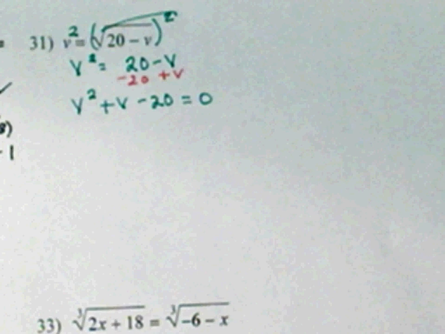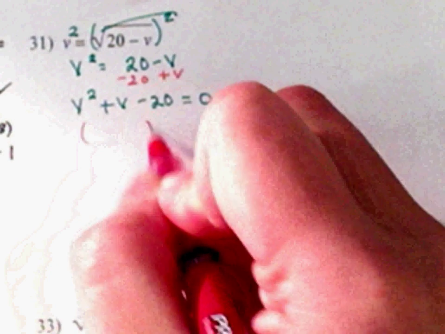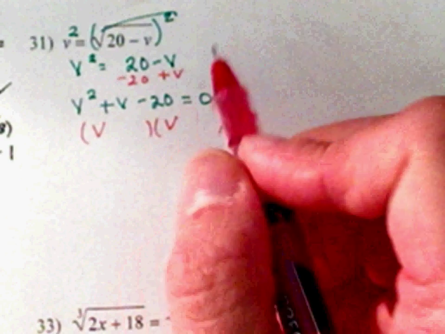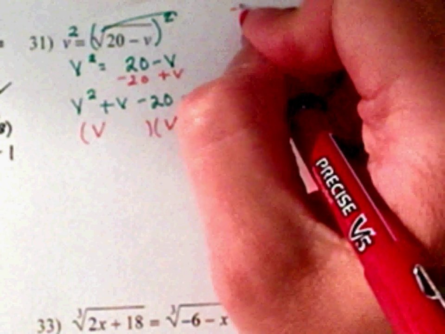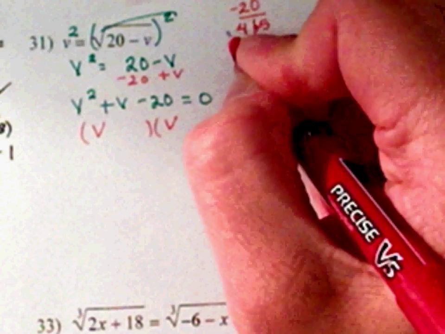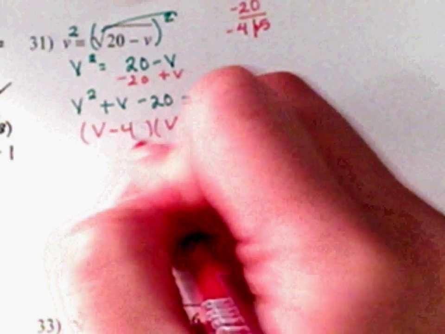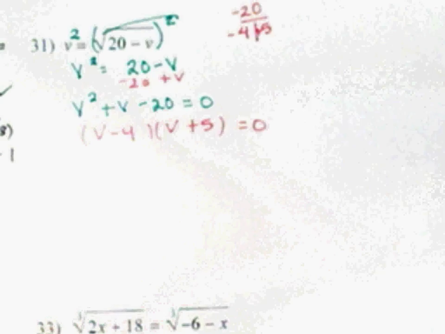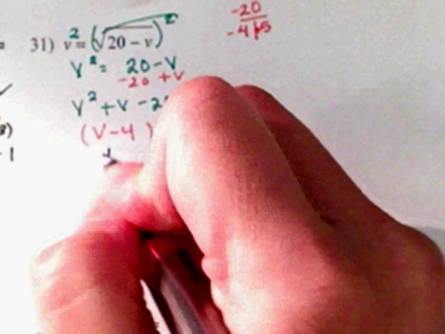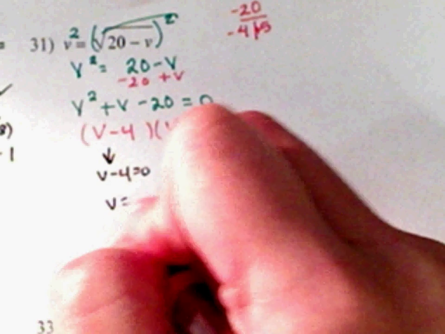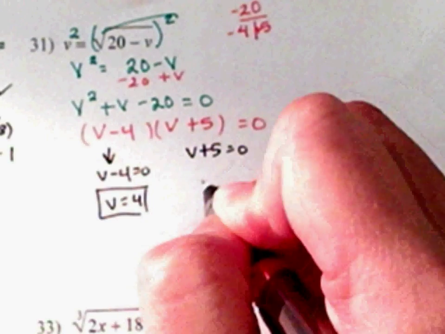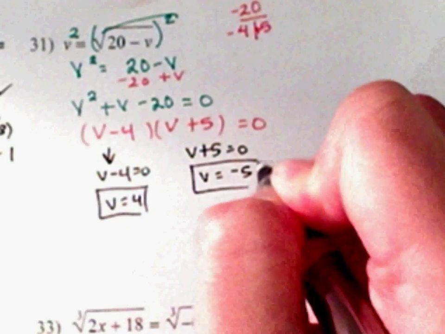I'm going to try to factor first. Factors of v squared is v and v. What two numbers multiply to give you negative 20, and are going to subtract to give you 1? 4 and 5. 5 is positive, 4 is negative. V minus 4, v plus 5, set that equal to 0. Okay? Let's go ahead and solve. V minus 4 equals 0. V is equal to 4. V plus 5 equal to 0. Subtract 5. V is equal to negative 5.